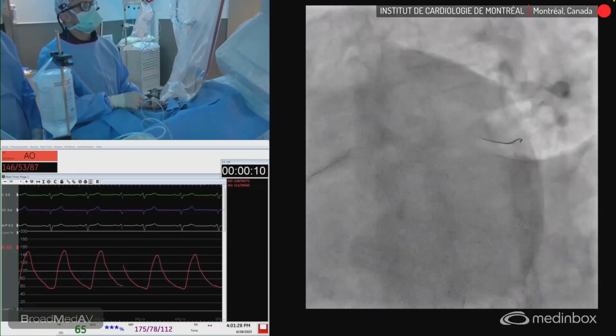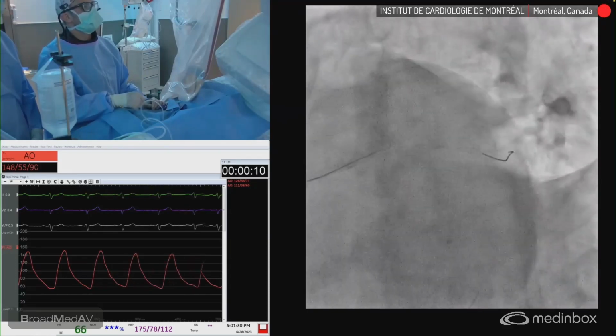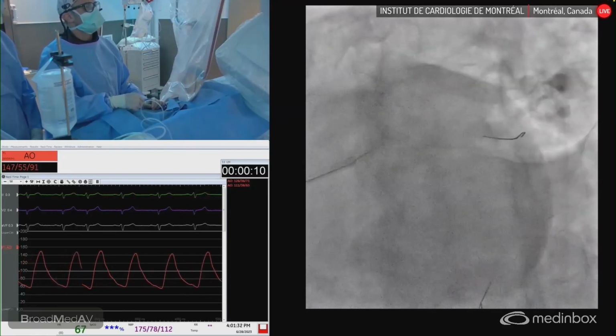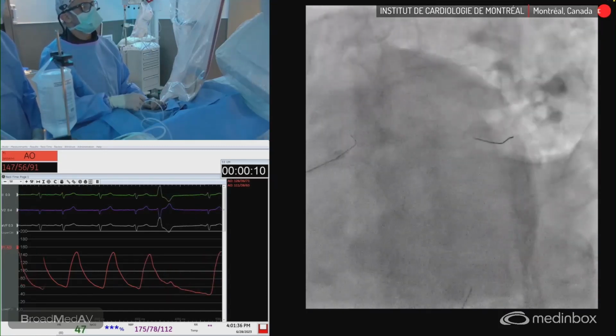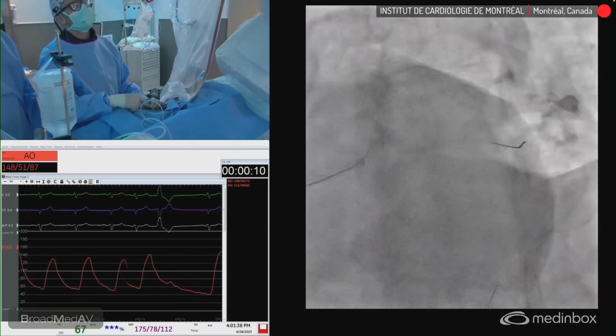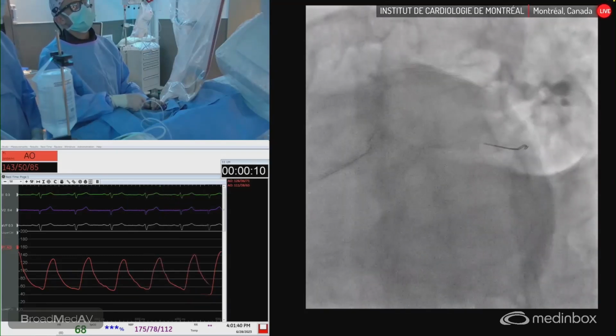As you keep wiring, I can ask Sophie if there's some question on Slido. Sophie, is there any question? Okay, no question for now. So hopefully this demonstration will be useful.